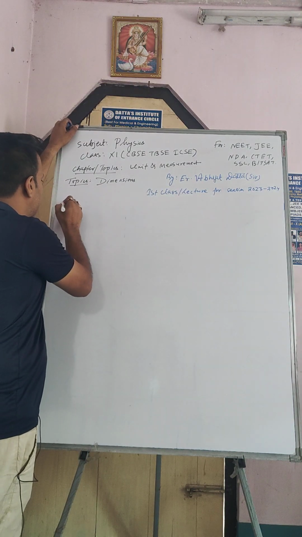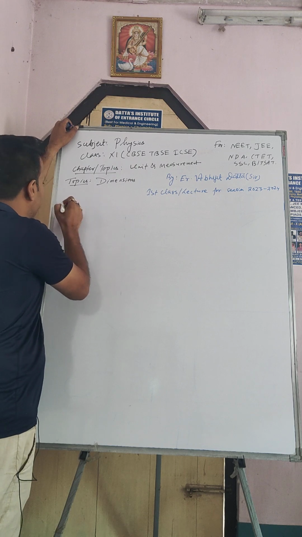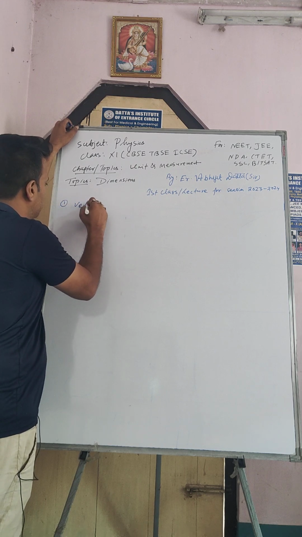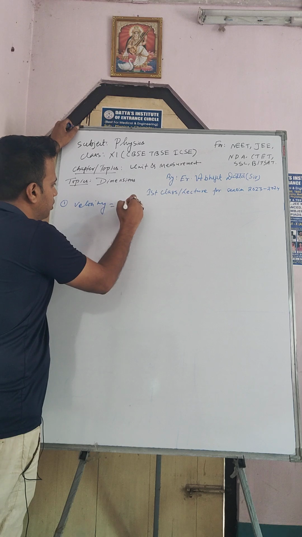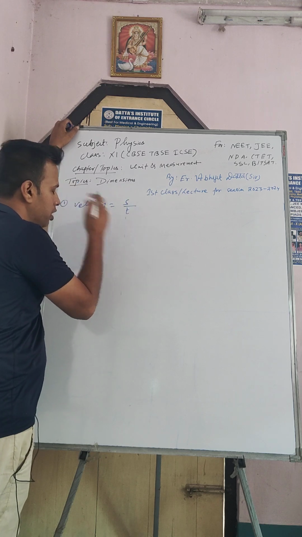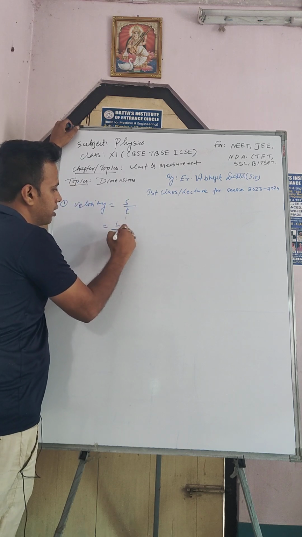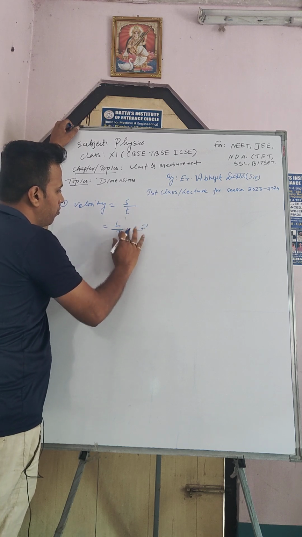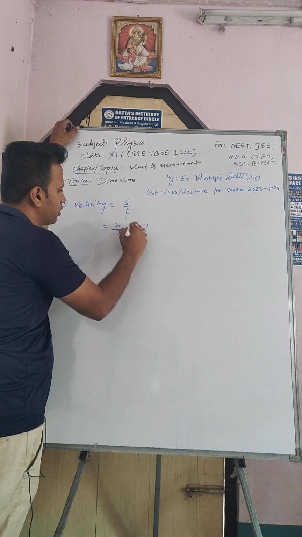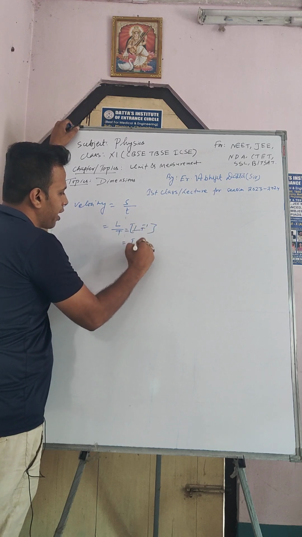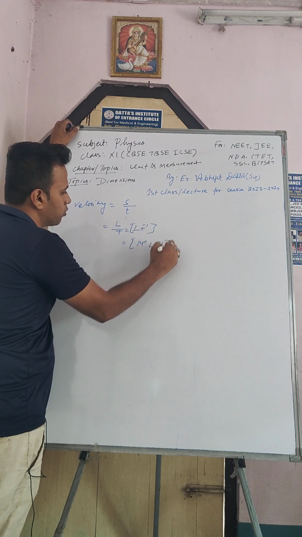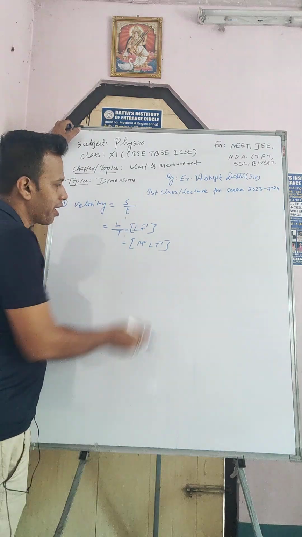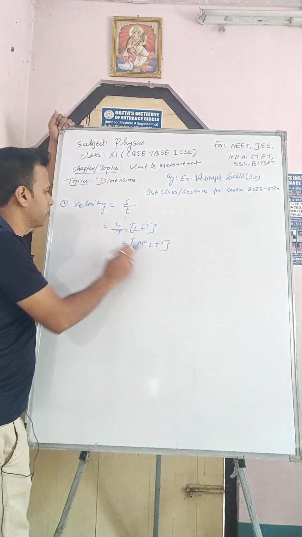Okay, dimensions. Suppose the first dimension is velocity. So what is the dimension of velocity? It's displacement by time. So displacement is length and time is time. So the dimension of velocity is LT^-1, or we can say M^0 L T^-1 in the standard form. M^0 means the power is 1.